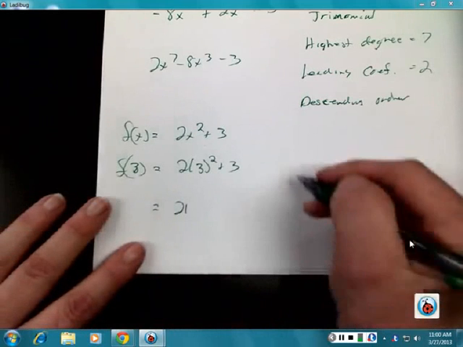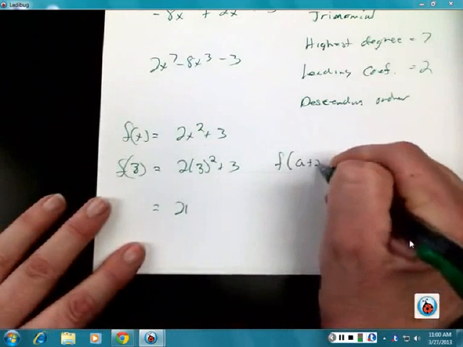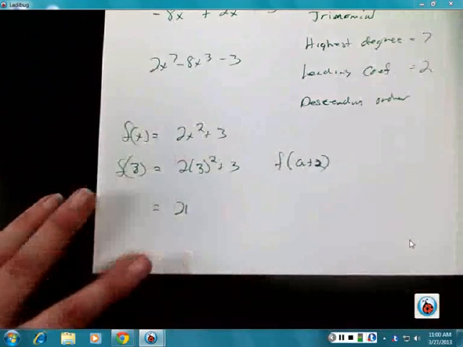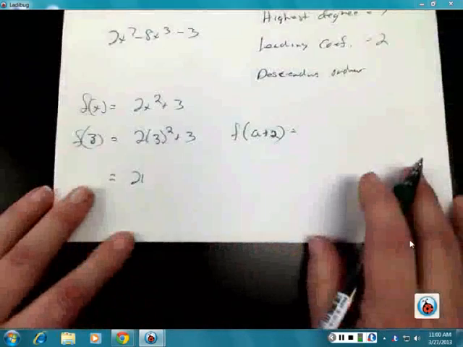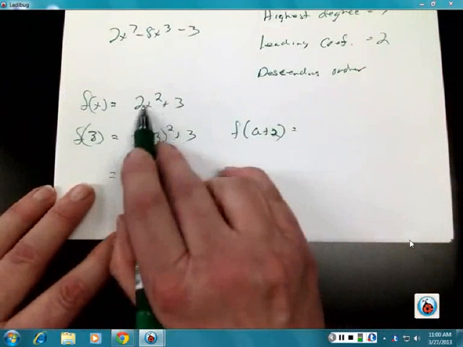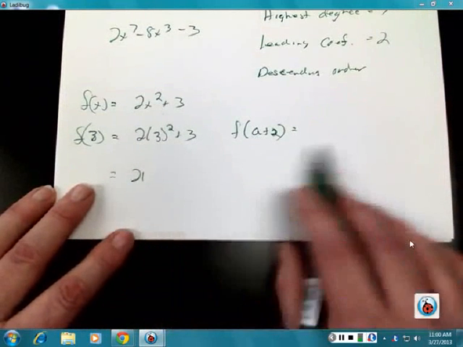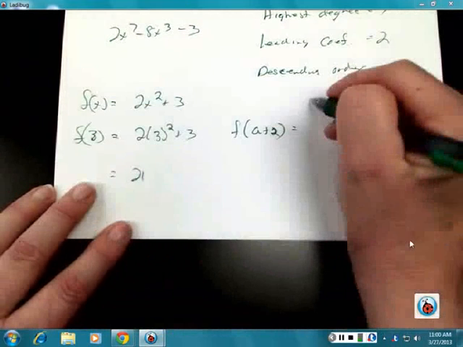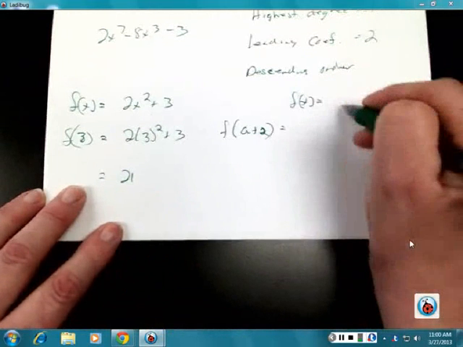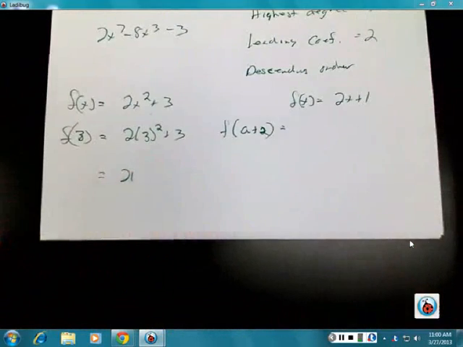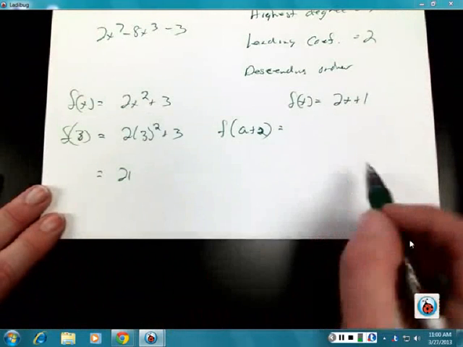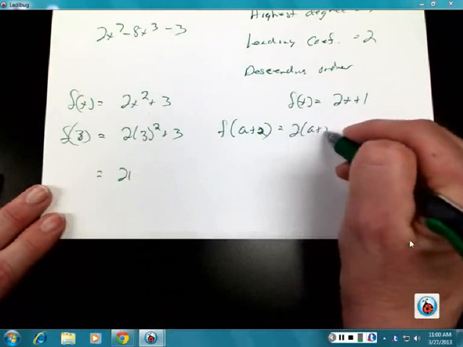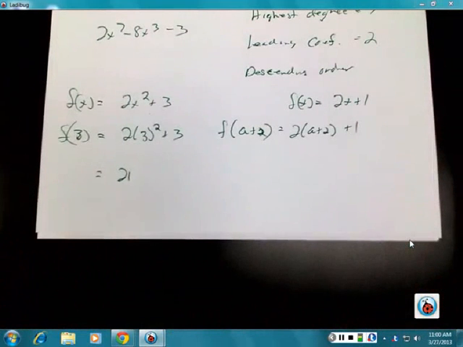They also give you things where they say a plus 2 is what x happens to be. So what has to take place with this one? Wherever I have an x, I'm going to replace it. So if we had f of x equals 2x plus 1, I would replace x with a plus 2, and then do as much of the math as I possibly can.